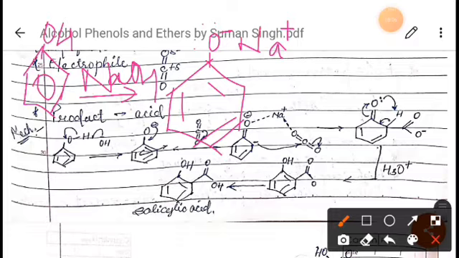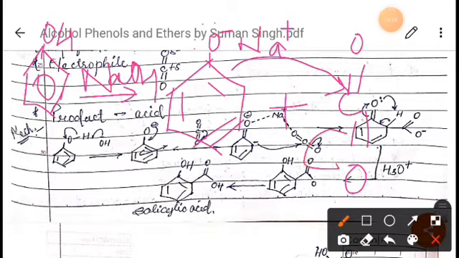After that, what was the electrophile here? We have this, right? Here O, here again O. So what will happen, this double bond will go and target this, and this bond will shift here. So what will be the product, I am writing here again.